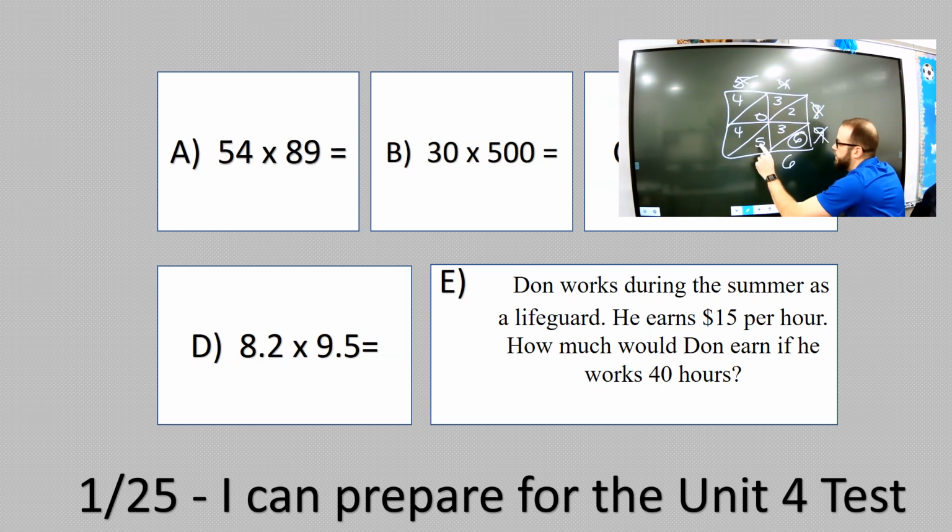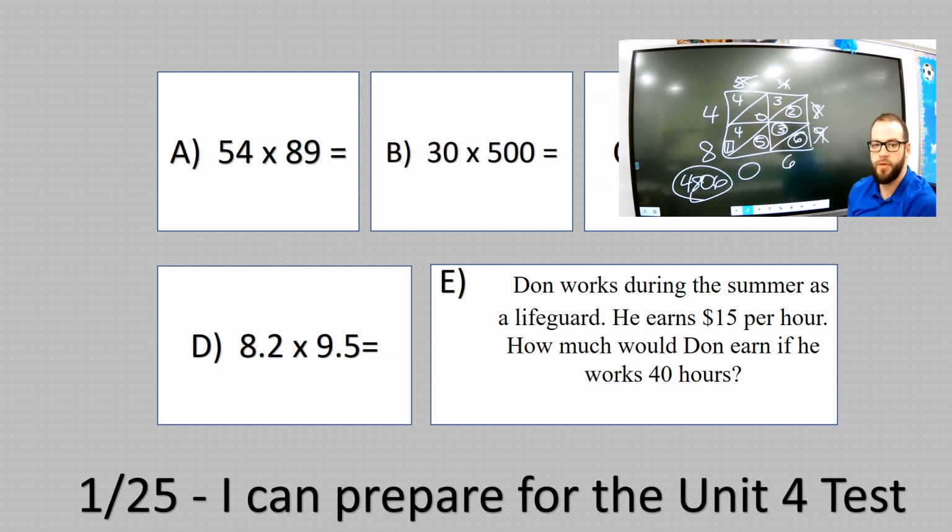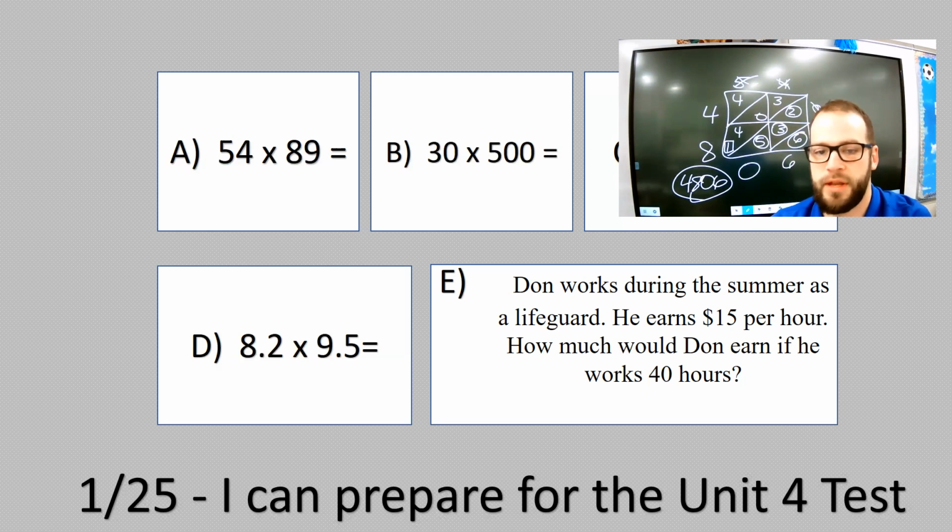6 falls down, 5 plus 3 plus 2 is 10. So you want to put the 1 down this next slide and the 0 for 10. 4, 5, 6, 7, 8, and 4. Your answer is 4,806. Let's go to the next problem.